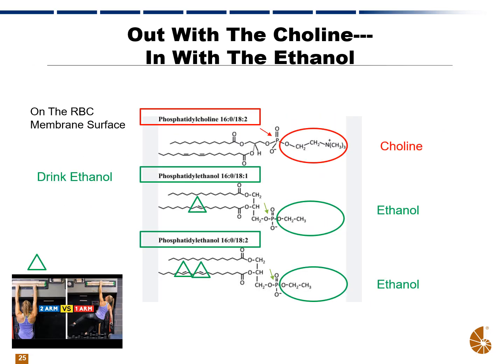So, we talked in the prior videos about phosphatidylcholine in the membrane of the red blood cell. And when you drink ethanol, the ethanol kicks the choline off and adds itself to the phosphatidyl part. So we get phosphatidylethanol, or PEth. Now, if you'll notice in the green circles, that's the ethanol that attaches to the phosphatidyl part of the molecule.